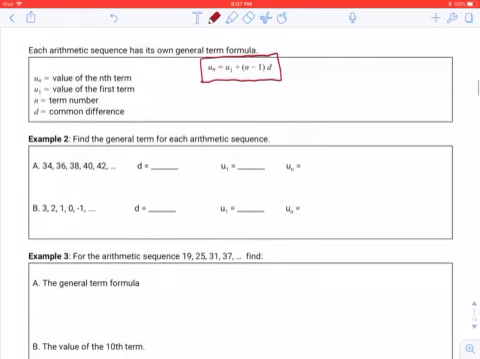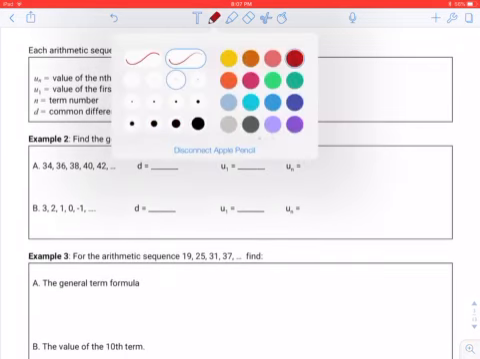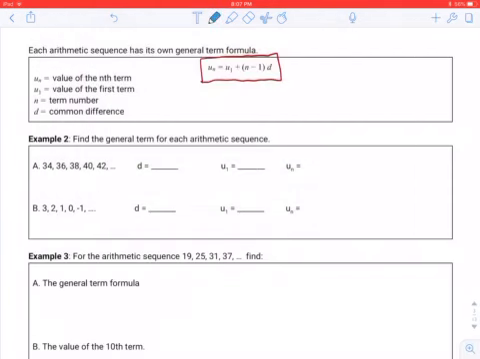So let's take a look at what putting together a general term formula is going to look like in real life. Let's start with example 2, part A. I've got 34, 36, 38, 40, 42. So my first term is going to be 34. My common difference there is positive 2. I'm adding 2 each time in order to get to my next term. So my general term formula: u n equals u 1, so 34, plus n minus 1 times my common difference, which is 2.